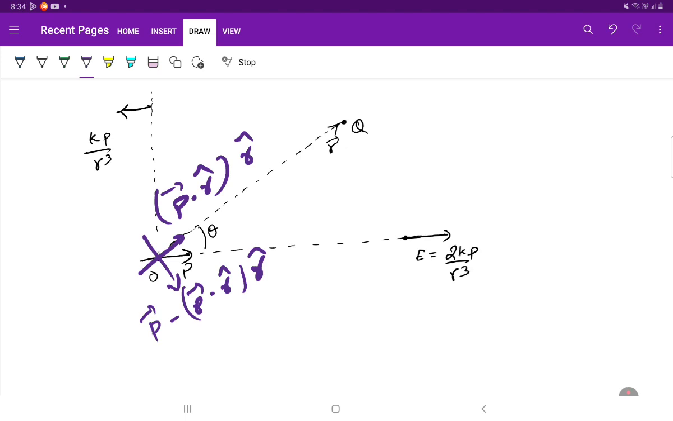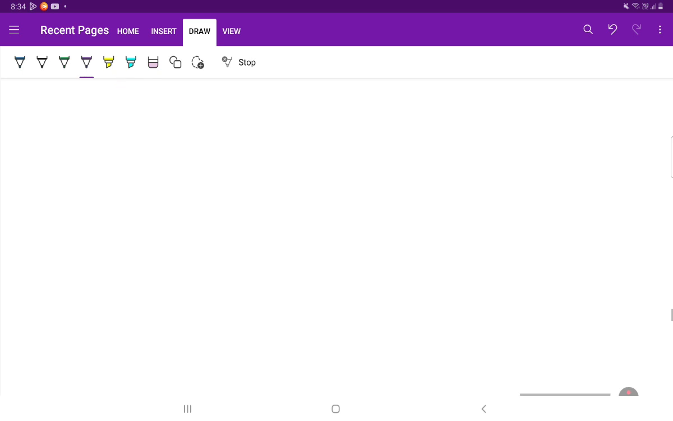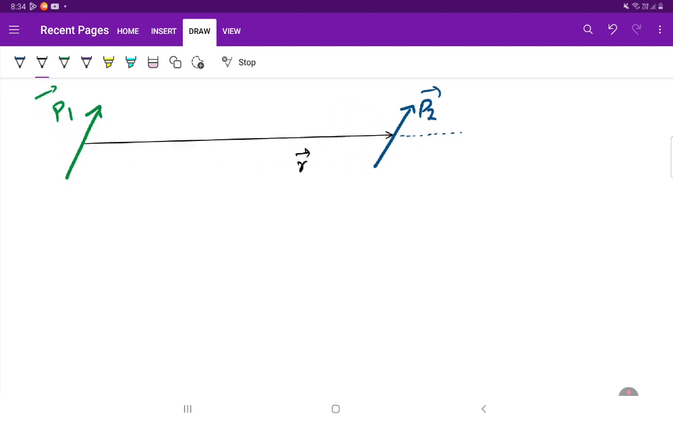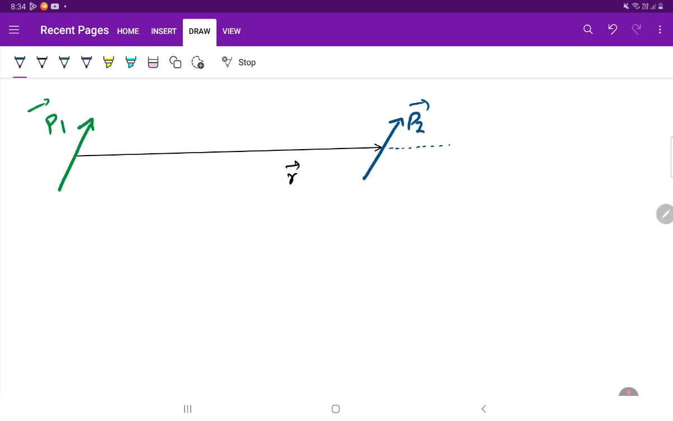Now using this resolution and putting in the values, we will get the answer. Now coming to the problem, I am taking the diagram again. So this is my diagram and this represents the r vector. I can say that the unit vector connecting the centers of the dipoles represents the r cap direction. Now it is time to resolve the p vector, the p1 vector.